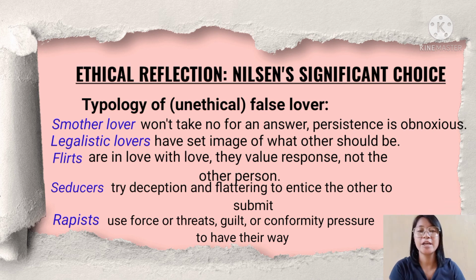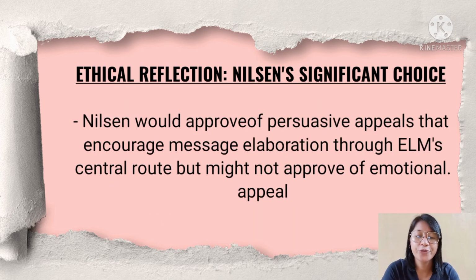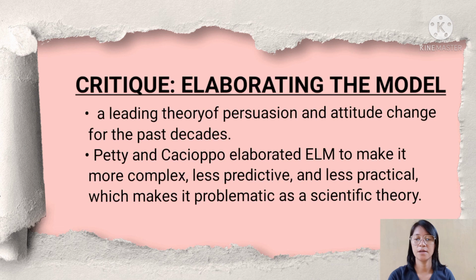Now, the implication of Nielsen's concept of significant choice is that a persuasion is considered unethical if it is for the purpose of personal gain at the expense of others or for personal gain without the knowledge of the audience. Nielsen would approve of persuasive appeals that encourage message elaboration through ELM's central route but might not approve of emotional appeal.